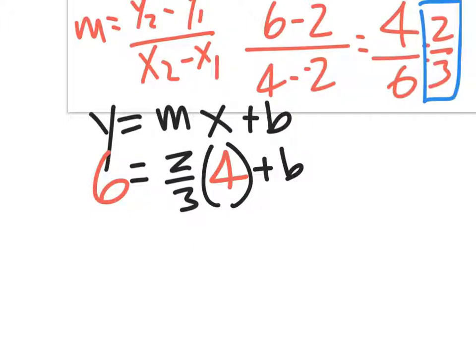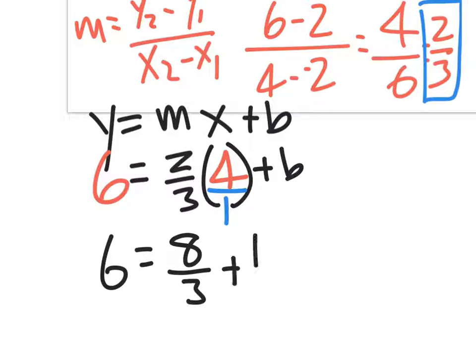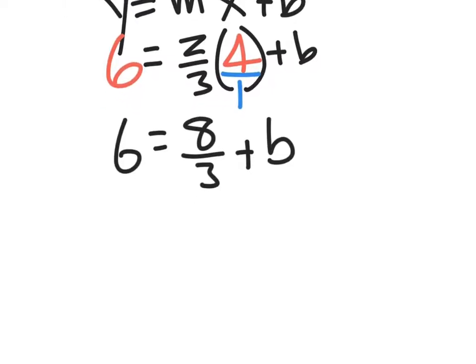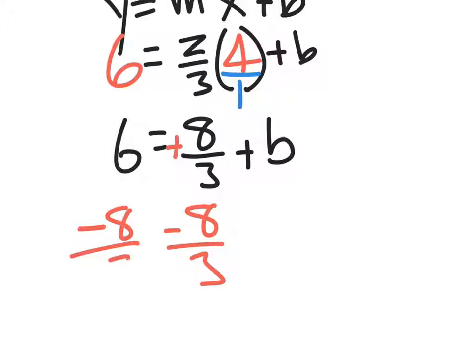4 times 2 is 8. Divided by 3 is what? 8/3. And you know what, we'll do that right now just in case that's a little bit confusing. 4 times 2 is 8 over 3 times 1. So that's going to give us 6 equals 8/3 plus b. So now what we need to do is figure out how to isolate for b. Well, here we have a positive 8/3, so we're going to subtract 8/3. Okay, and if we subtract it from one side, we get to subtract it from the other.